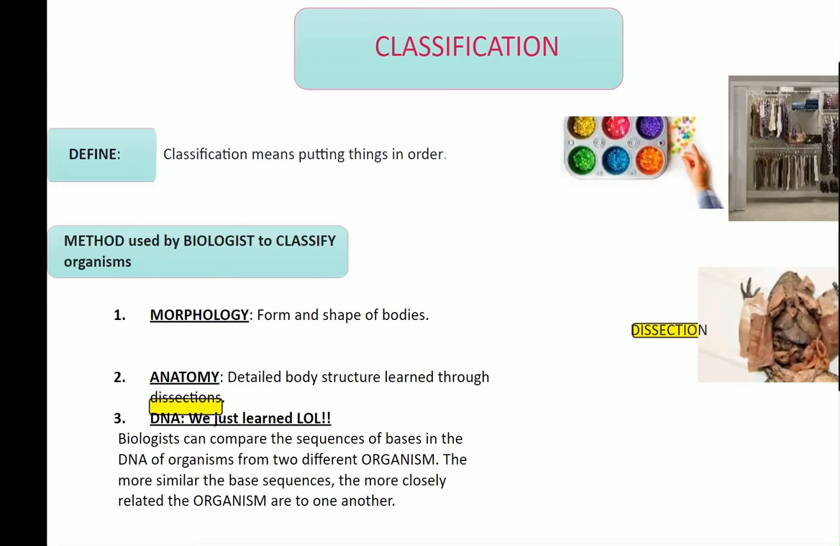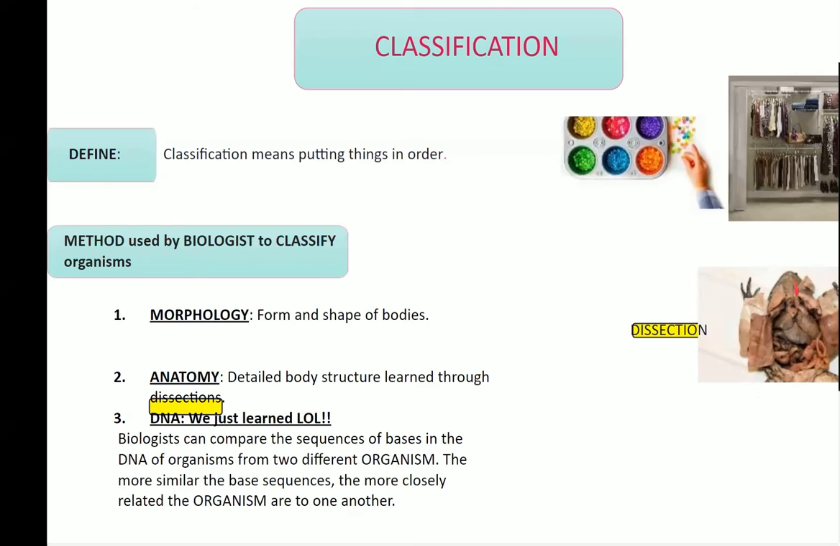What is the word? Anatomy. Yes, anatomy means dissecting, seeing the inside structure of organisms. Seeing what? Inside structure. For example, can you see this frog here? Yeah. This one here.